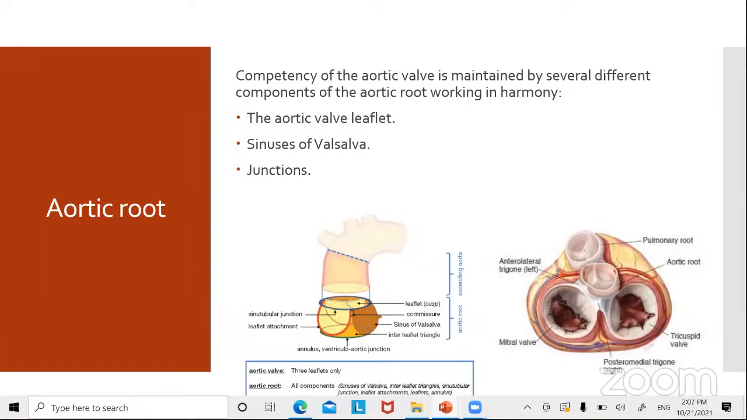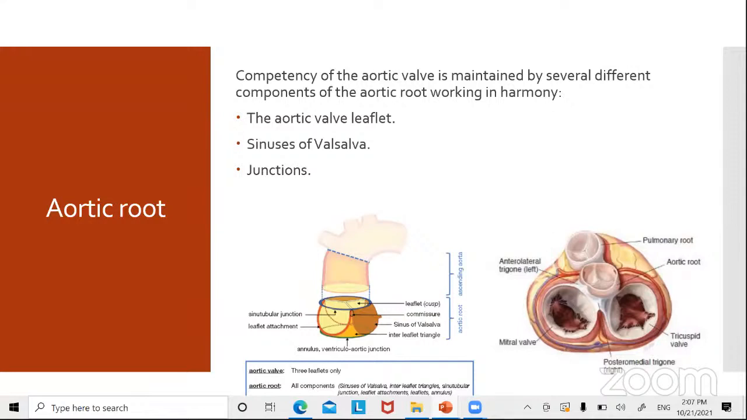It extends from the basal attachment of the aortic valve to the sinotubular junction. The function of the aortic root is to guide the unidirectional flow of large volumes of blood with minimal resistance while maintaining a laminar flow and to optimize the coronary blood flow.